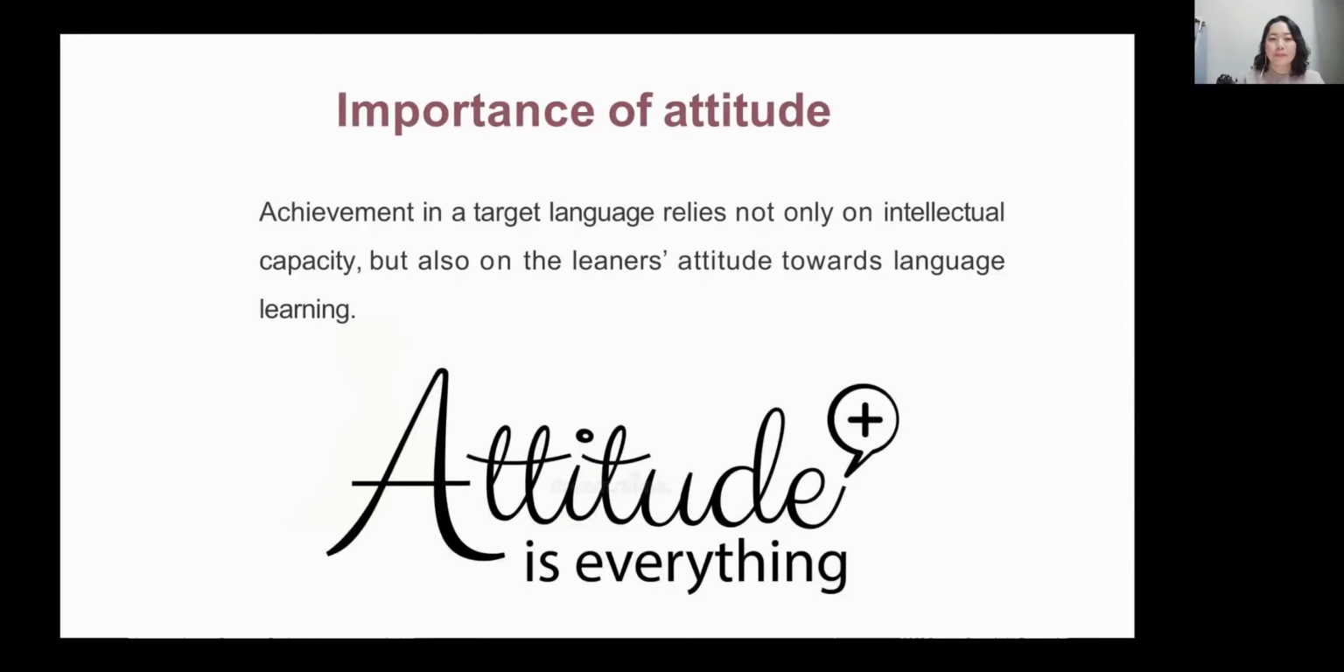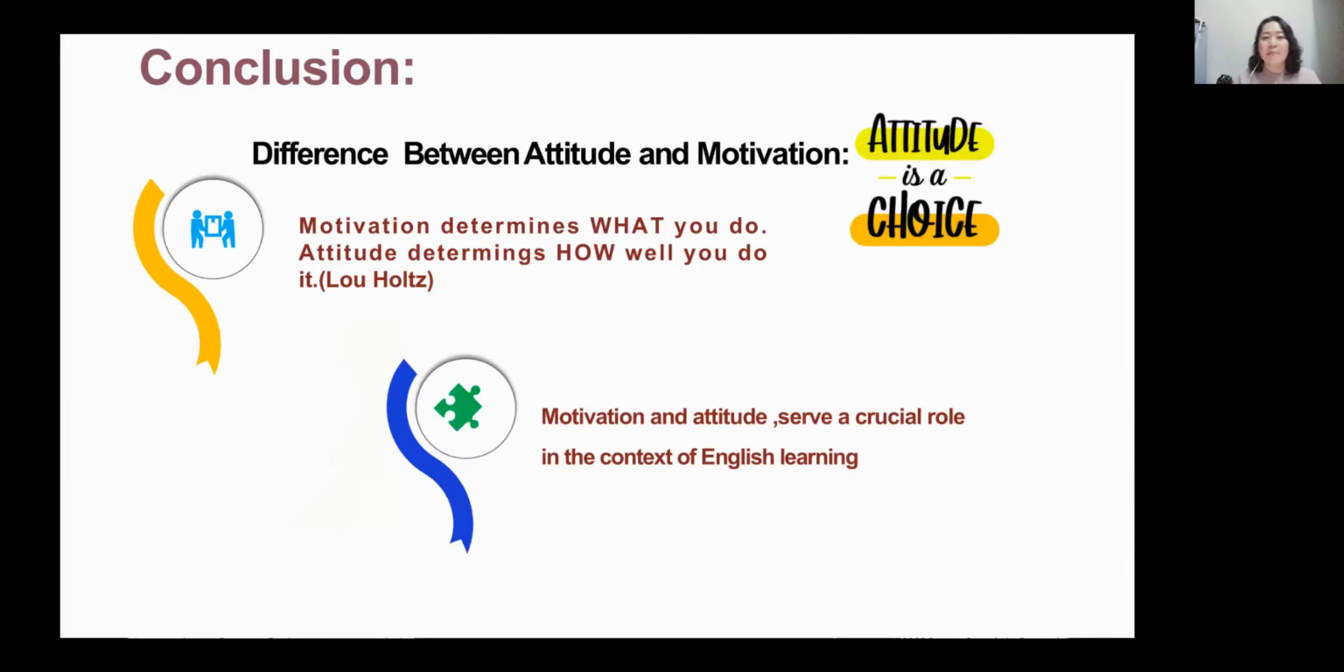Importance of attitude. Achievement in a target language relies not only on intellectual capacity, but also on the learner's attitude towards language learning. Okay, let's come to the conclusion of this part. Differences between attitude and motivation. Motivation determines what you do. Attitude determines how well you do it. Motivation and attitude serve a crucial role in the context of English learning.